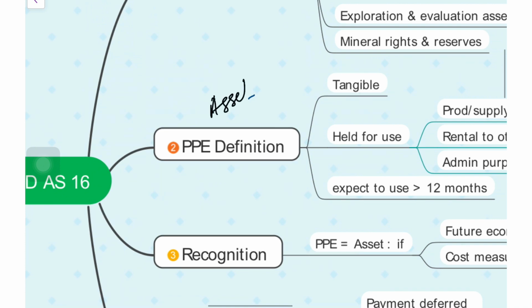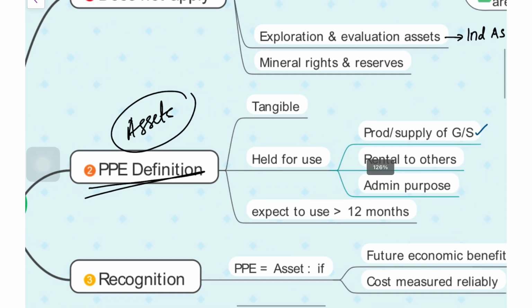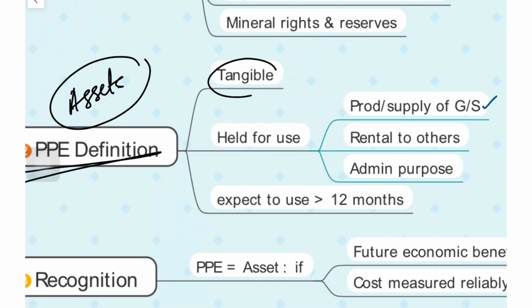There are a lot of assets that you come across, but when these assets fulfill the three conditions which are written here, then it can be called a PPE. So what are these three conditions which any asset has to fulfill so that it can be classified as a PPE? The first condition is tangible. That means it should be seen and touched. You should be able to see it and touch it. That condition it should fulfill.